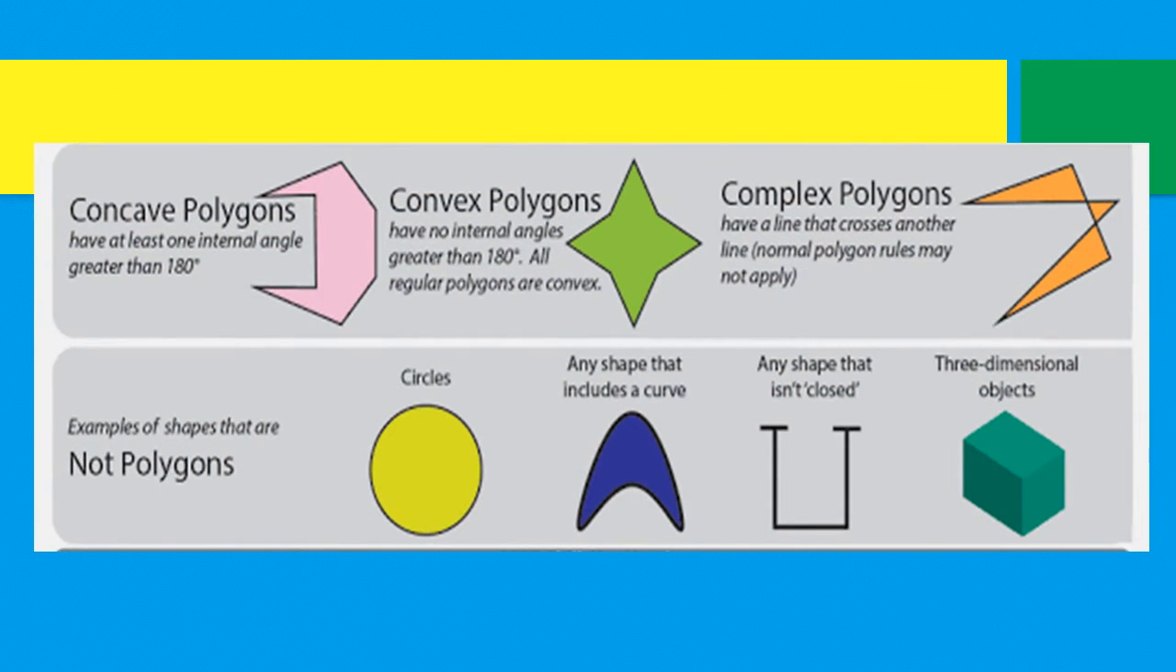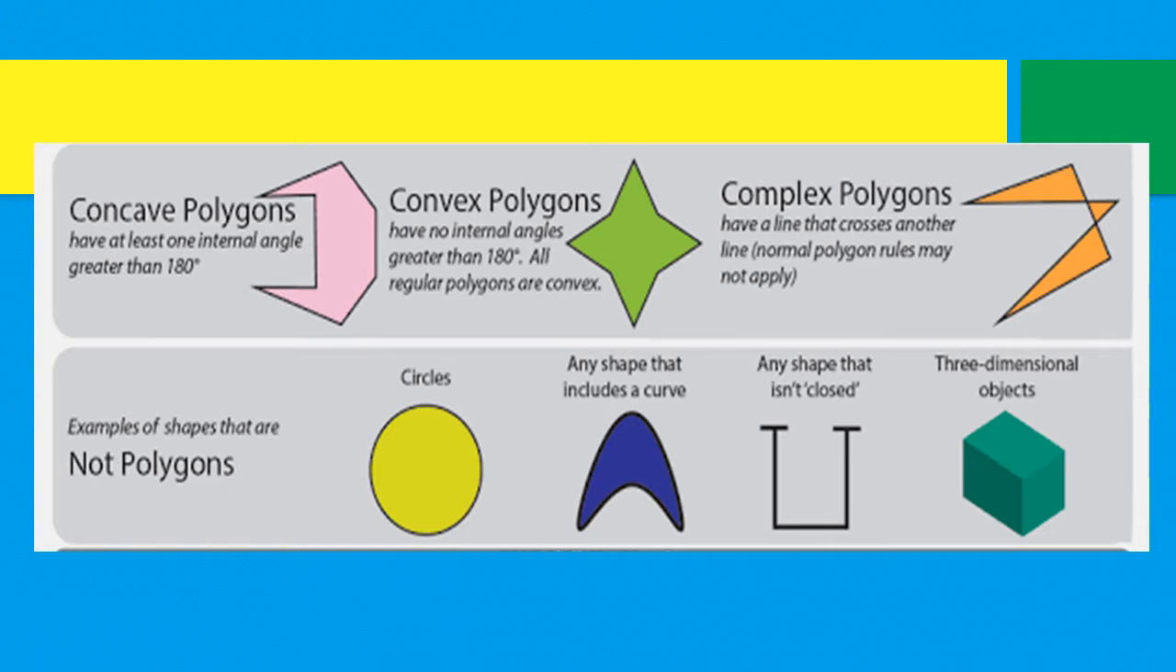A polygon also can be classified into concave polygons, convex polygons, as well as complex polygons. Concave polygons have at least one internal angle greater than 180 degrees as shown in a figure. Convex polygons have no internal angles greater than 180 degrees, so that's why all regular polygons are convex. While complex polygons have a line that crosses another line as shown in the figure.